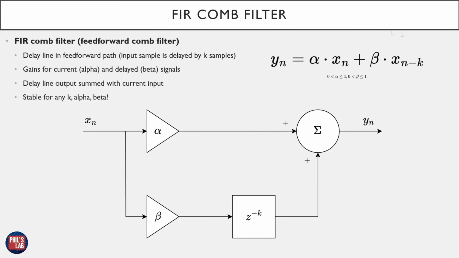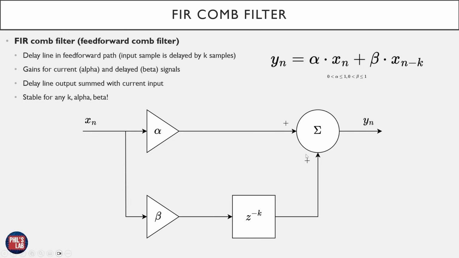This is very simple, and we can write a difference equation at the top. So our current output sample is equal to some gain alpha, which is a constant, times our current input sample, plus beta, which is a different gain, constant, times a previous input sample from k samples ago. And this is all this FIR comb filter is doing. We have 3 parameters to play with. These 2 gains, alpha and beta, as well as the number of delays we have in our delay line, k.